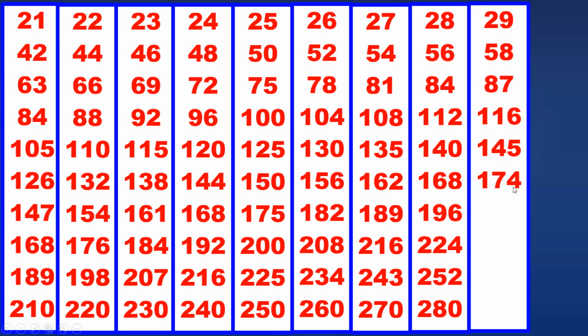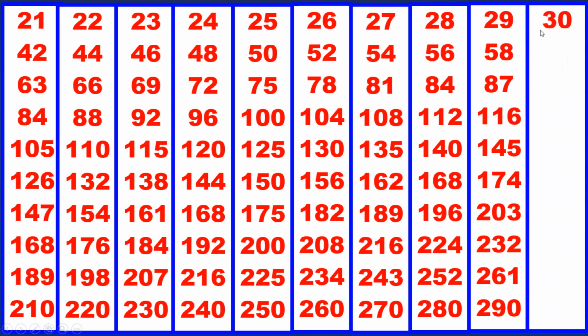29 times 6 are 174. 29 times 7s are 203. 29 times 8s are 232. 29 times 9s are 261. 29 times 10s are 290.